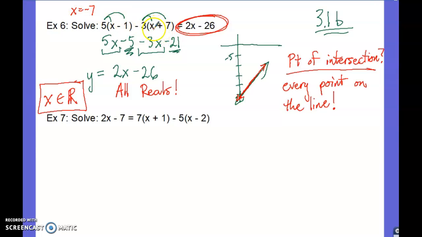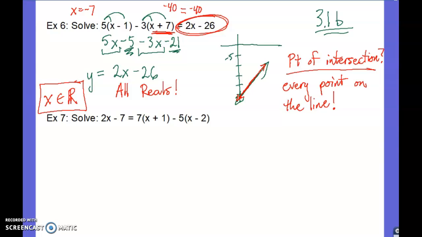It seems easy to me because then this piece is equal to 0. So all you have to do is 5 times -8 when you plug in -7 here. So you would get -40. Well, 2 times -7 is -14, minus 26 is -40. Hey, look, the left side equals the right side. That's what it means to be all reals.